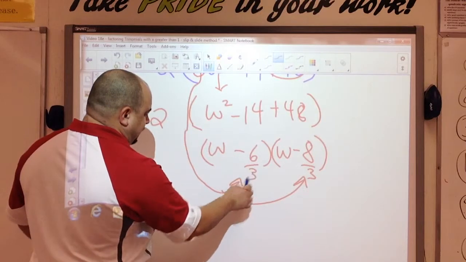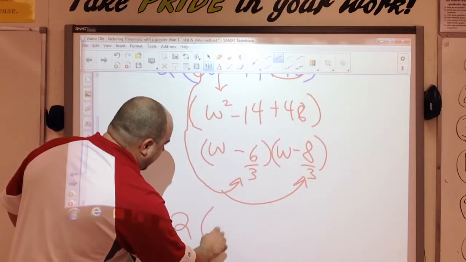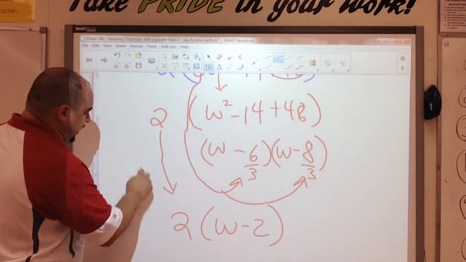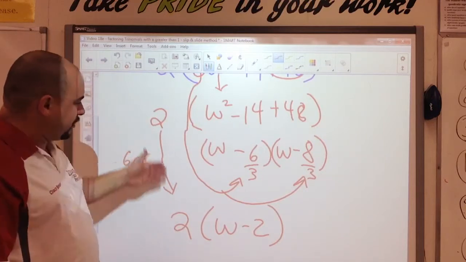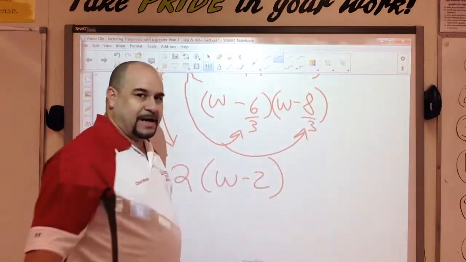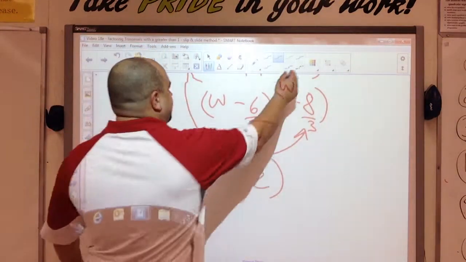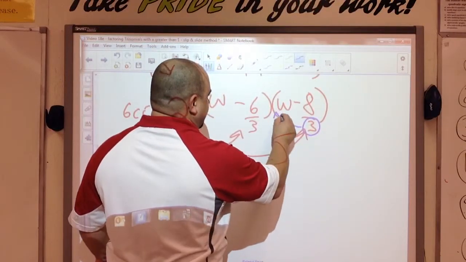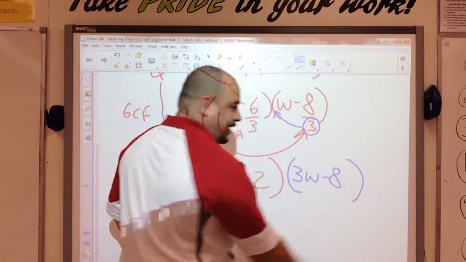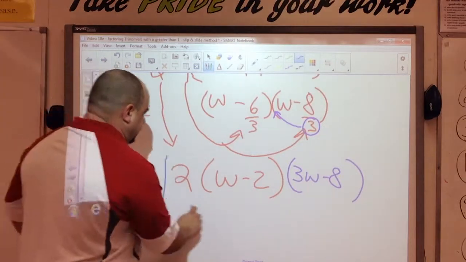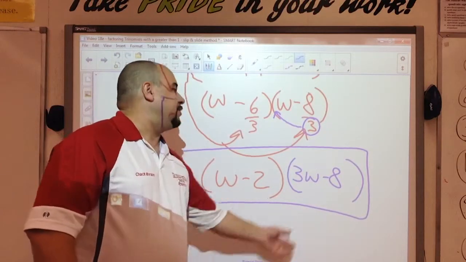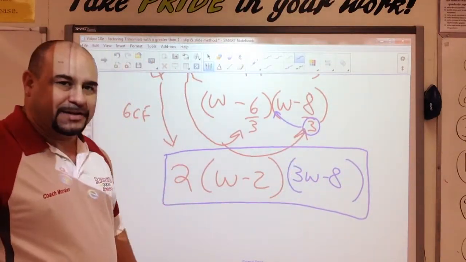So 6 divided by 3 is 2. So I have w minus 2. That one's simple. This is the GCF that I pulled out, so nothing's happening with that. I'm just bringing it as part of my answer. 8 is not divisible by 3. So this is where the slide method comes in. So I'm going to slide this 3 in front of the w. So I rewrite it as 3w minus 8. So my final answer here is 2 times w minus 2 times 3w minus 8.